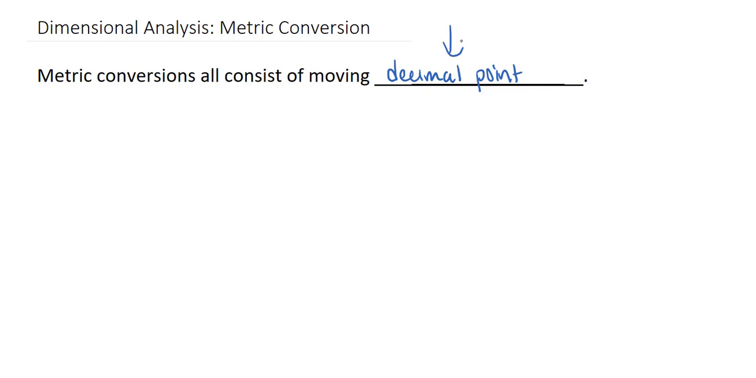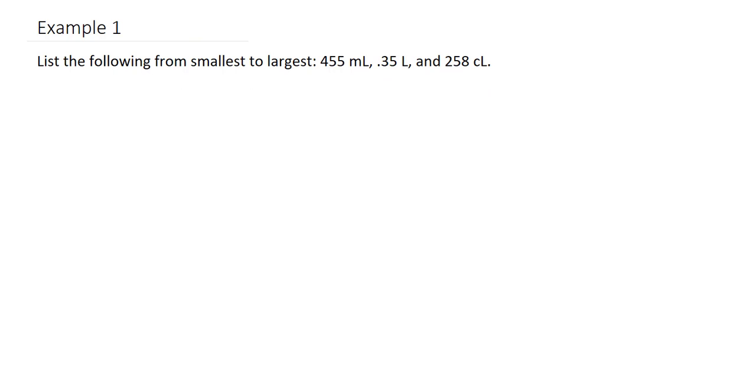So that means that pretty much the numbers are going to stay the same when we convert from one metric unit to the other. So let's look at some examples. Example 1. We're going to list the following from smallest to largest. So we have 455 milliliters, 0.35 liters, and 258 centiliters.